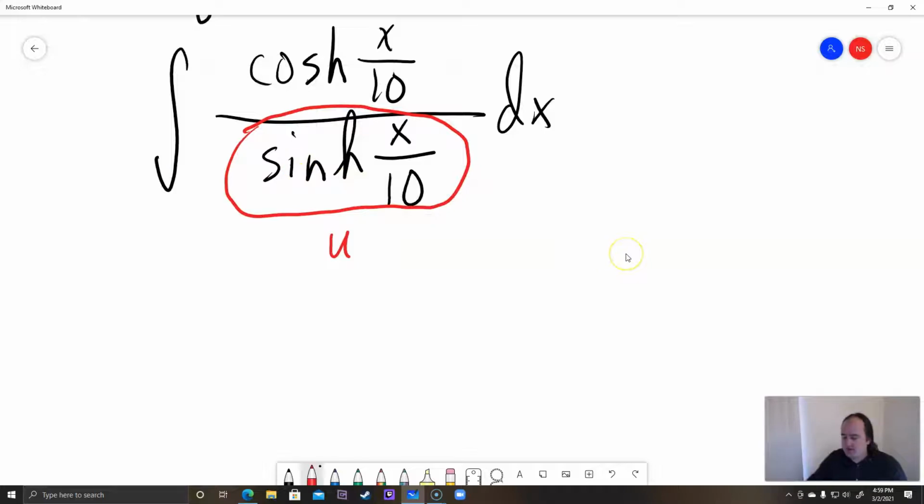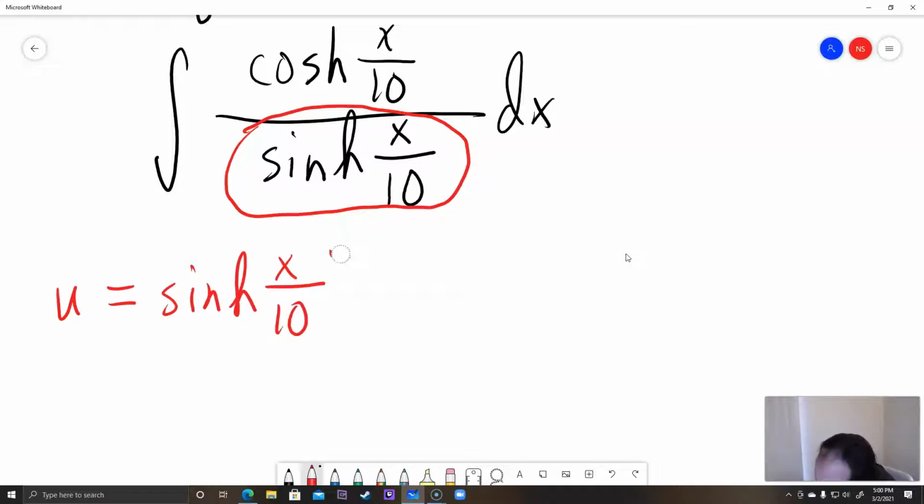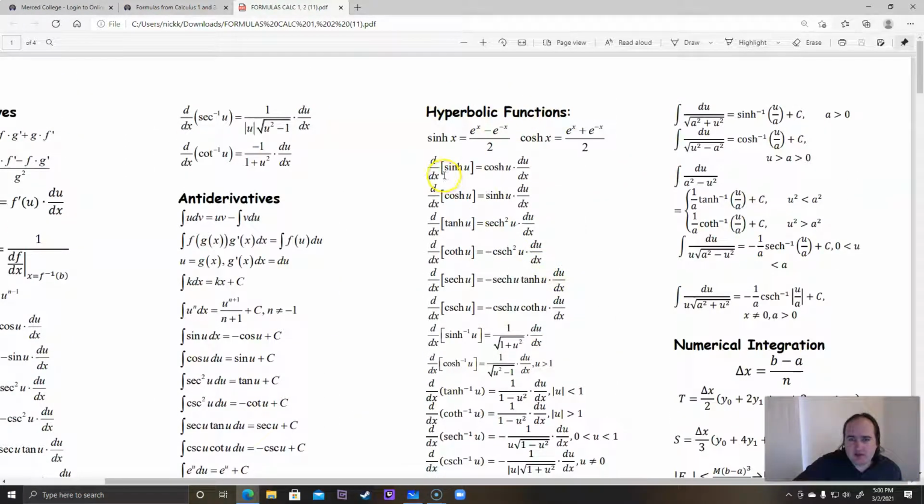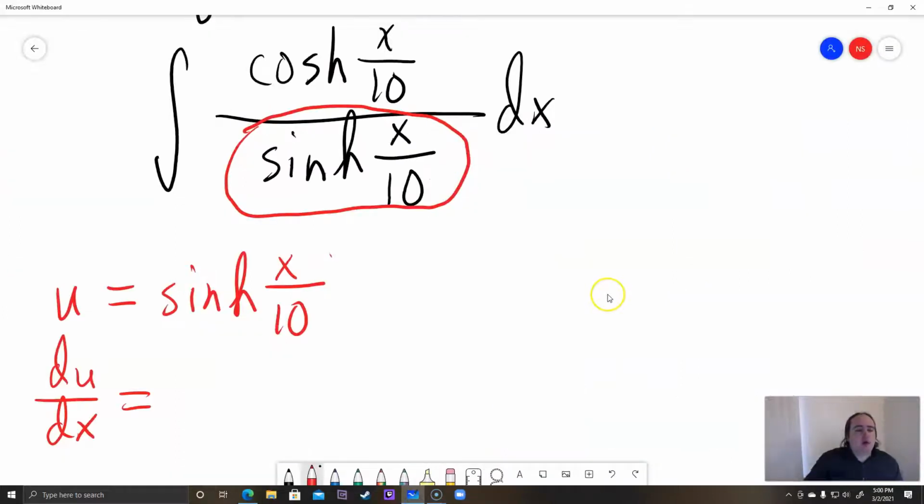So here we're going to let u equal sinh of x over 10. Then of course we take the derivative of both sides, so we get du dx equals, well, the derivative of sinh, the outer function, is cosh. Remember, in my last video I talked about the derivatives of hyperbolic functions. d dx of sinh of u is cosh of u times du dx. And also remember the derivative of cosh is sinh, so there's no minus with those. So the derivative of sinh here is going to give us cosh of x over 10.